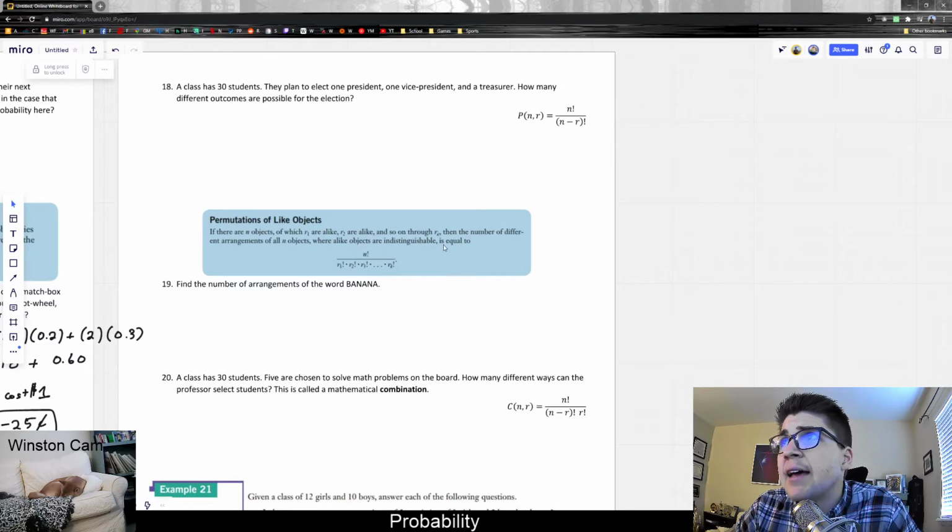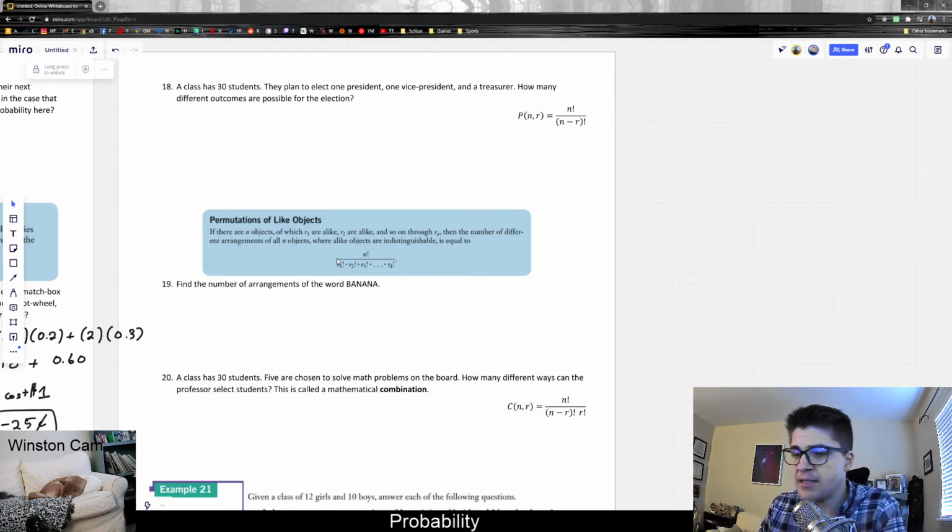So it's as if there are n objects of which R1 are alike, R2 are alike, and so on through Rk. Then the number of different arrangements of all n objects where alike objects are indistinguishable is equal to n factorial divided by the product of the individual factorials. Or in other words, you want to take the raw permutation of those objects and divide it by the permutations that would be duplicated by having repetitions.